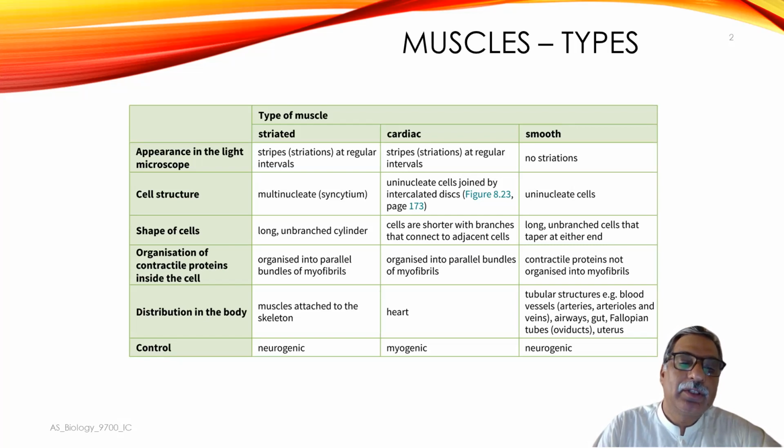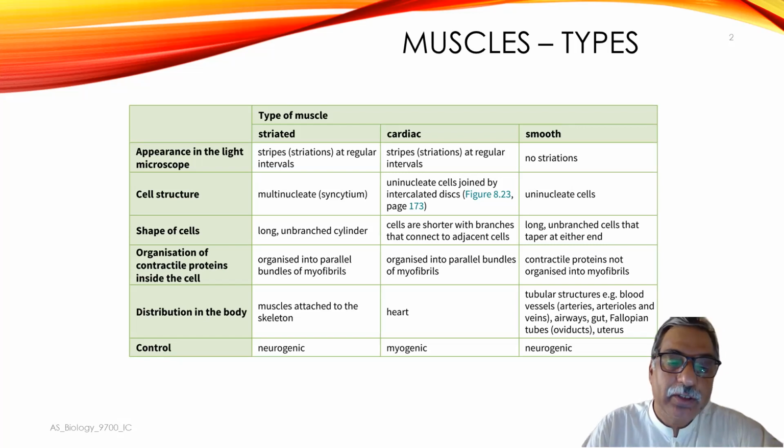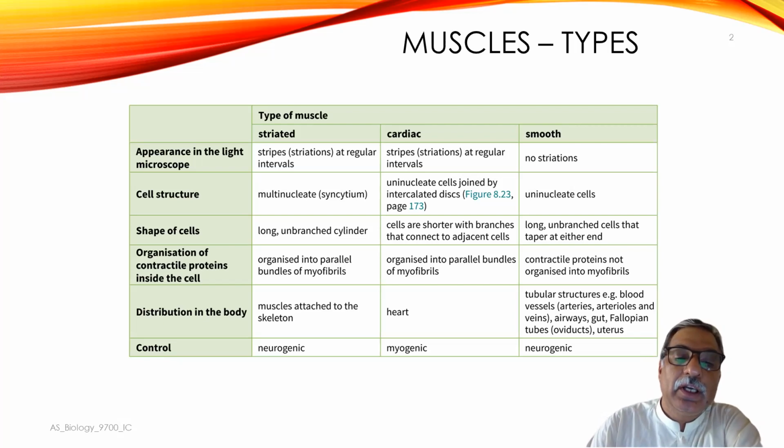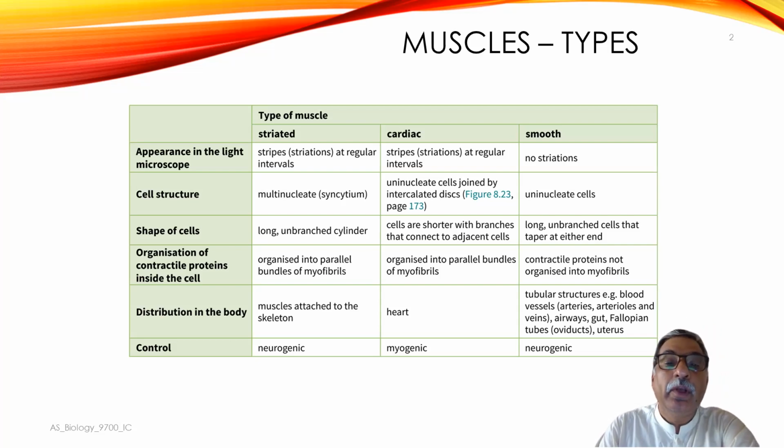Within these unbranched cylinders, contractile proteins like actin and myosin filaments are arranged into parallel bundles of myofibrils. As I have already told you, they are distributed over the skeleton, so that's why we call them skeletal muscles. They are neurogenic in function, meaning they are instructed by the nervous system to start contracting. So they cannot contract and relax on their own.